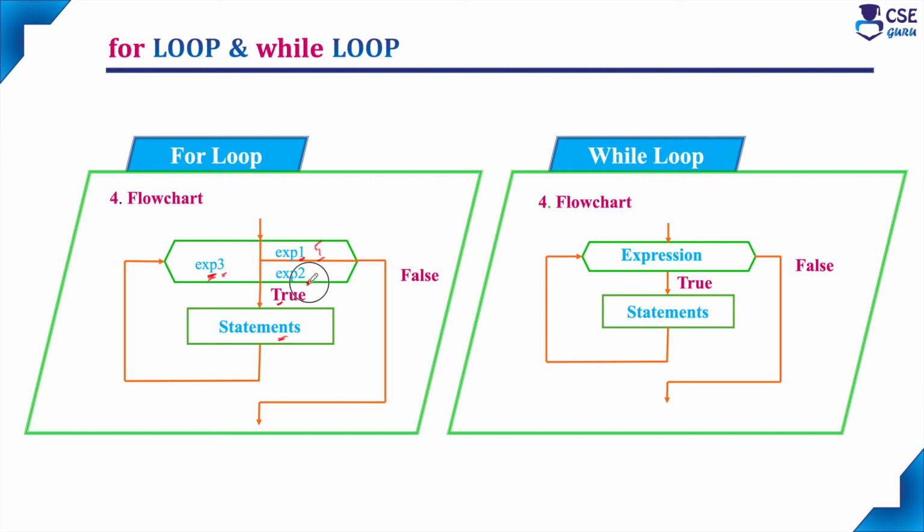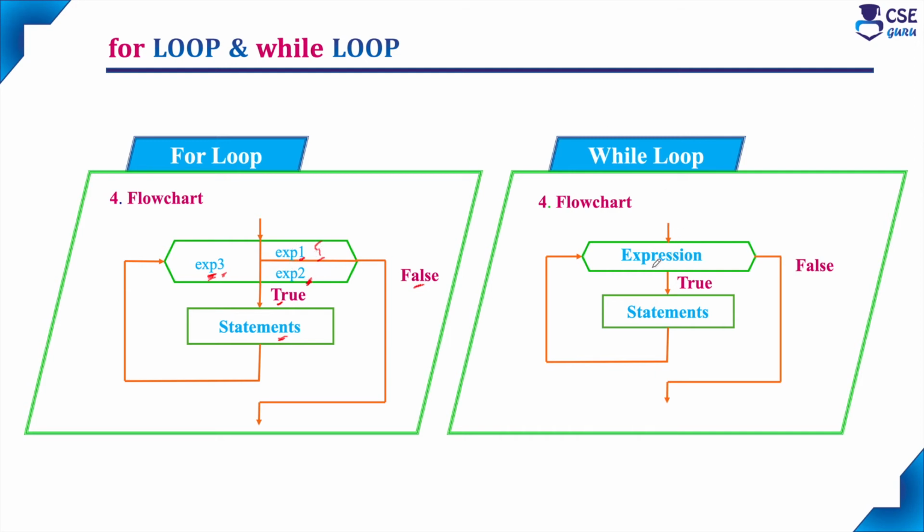And if the condition is evaluated to true, again one more time the body of the loop will be allowed to execute. This process continues as long as expression 2 evaluates to true. At any point of time, if expression 2 is evaluated to false, the loop will exit here. So initially only expression 1 is required, that is initialization.